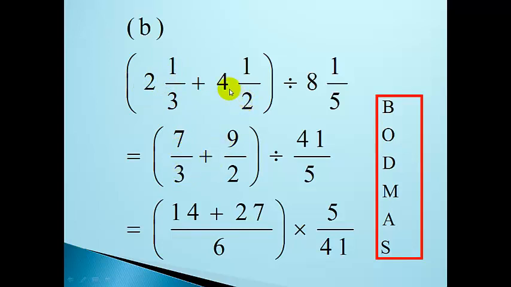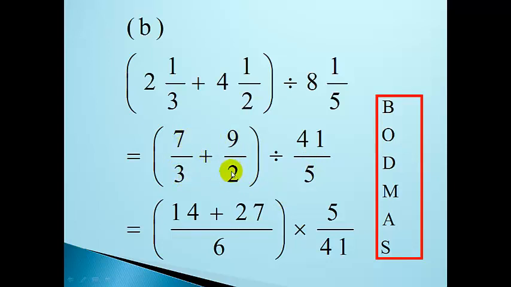Plus 2 times 4 is 8. And 8 plus 1 is 9. So we have 9 over 2. Divided by, now we also convert this mixed fraction while solving the bracket. So 5 times 8 is 40. And 40 plus 1 is 41. So we have 41 over 5. Now in the bracket we have 7 over 3 plus 9 over 2.